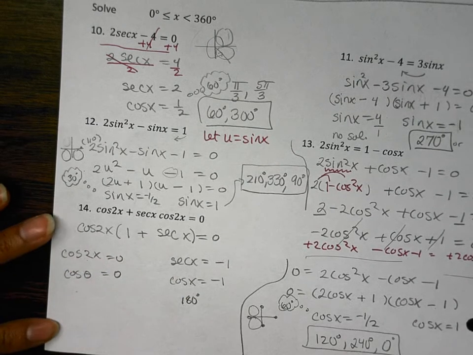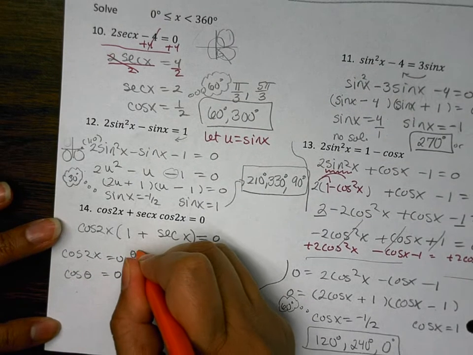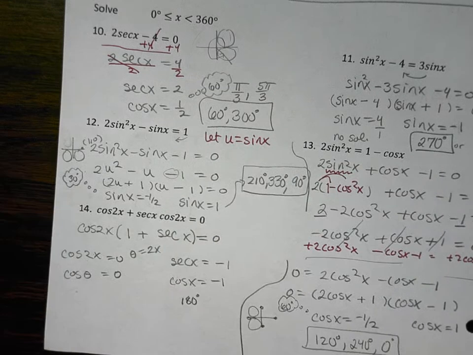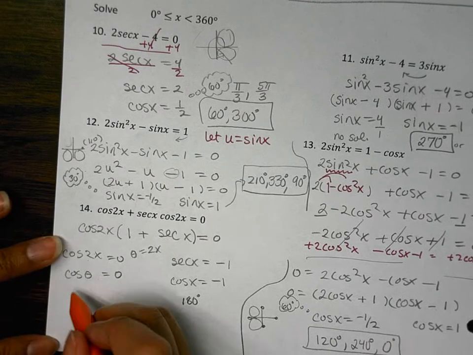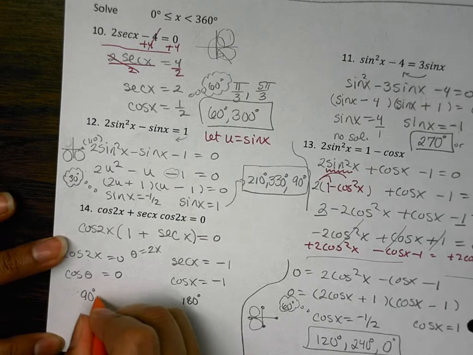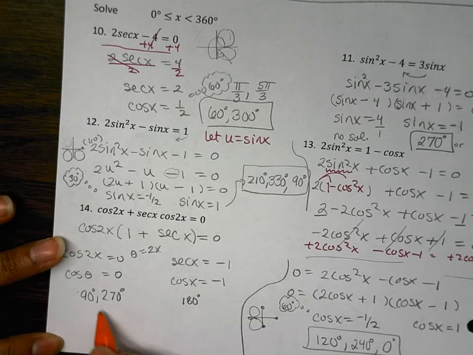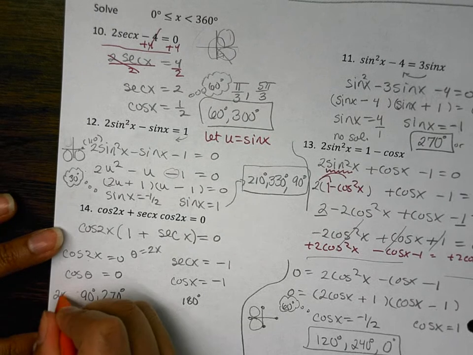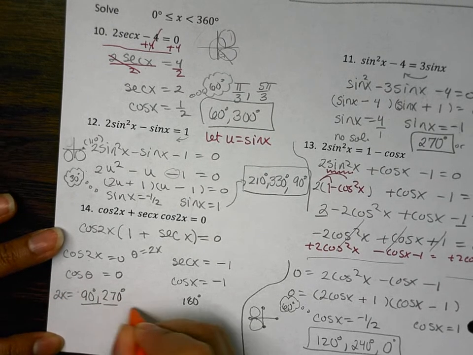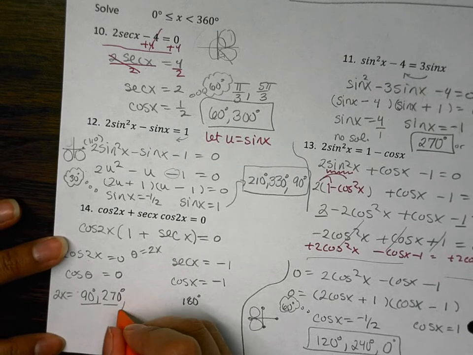Okay, so this, you don't have to do it anymore if you can do without it, but we did cosine theta originally. We said theta equals 2x. And then just basic, what two angles is cosine 0 at? 90 and 270. Is that it? Are we done? No, this is the first set. Remember, theta was originally 2x. This is the first set.